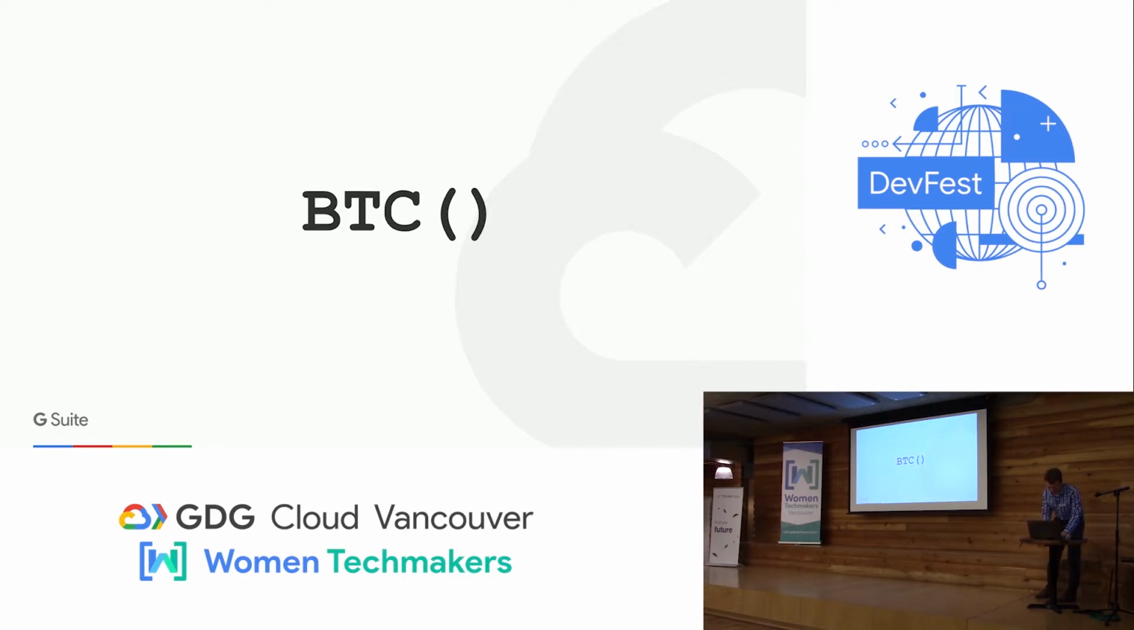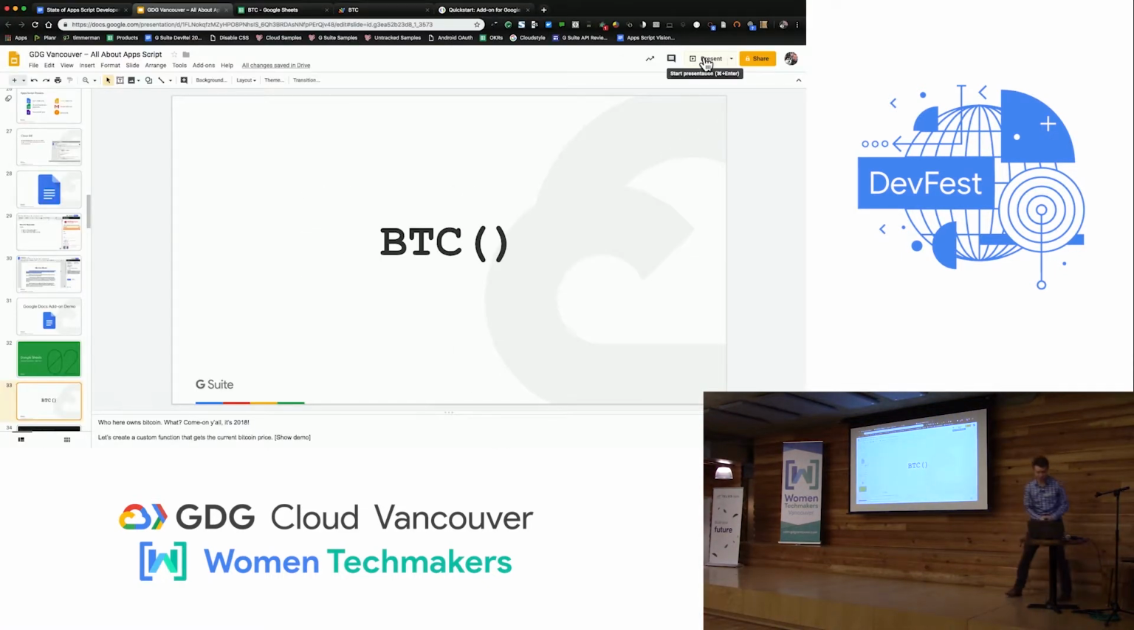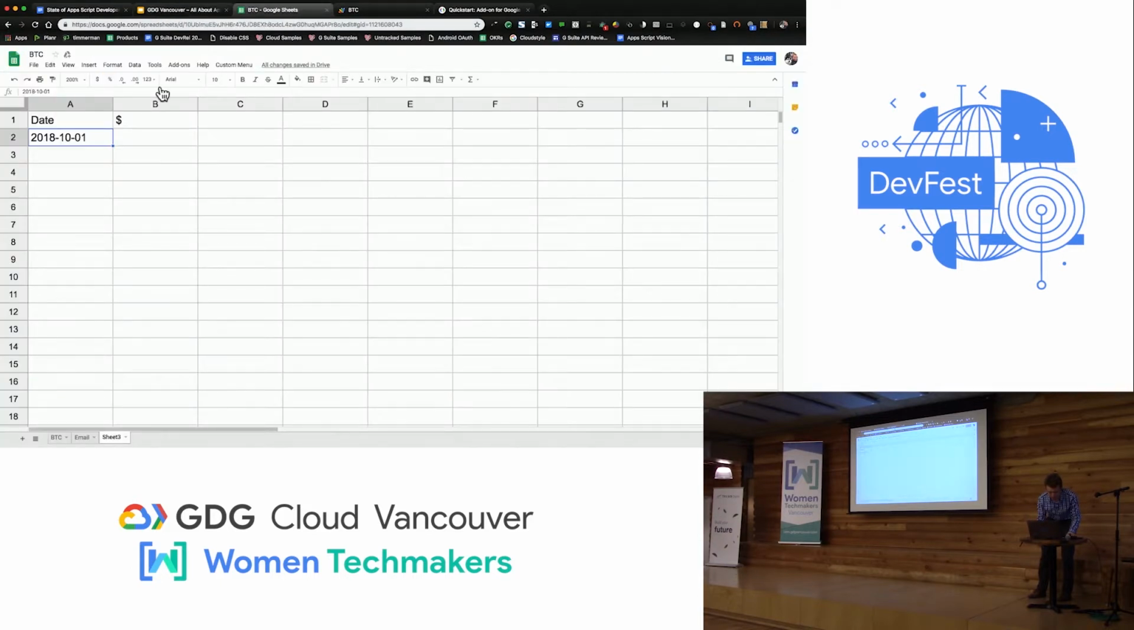But let's say we wanted to create a custom function in Google Sheets called BTC. Google Sheets natively doesn't have this function. It has a bunch of different functions, right? You can see here, I actually defined a custom function called BTC. So here, I can just type BTC. You'll see it gets the Bitcoin price at a date. And I can just use Google Sheets autocomplete.